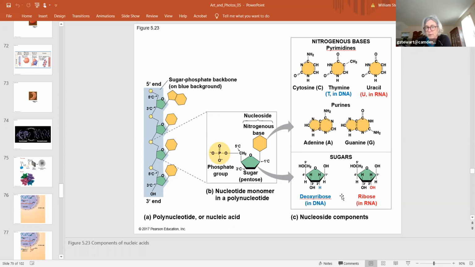If we take a look at the differences between deoxyribose and ribose, they are 5 carbon sugars. You'll notice they're numbered for you: 1 after the oxygen, clockwise, 1, 2, 3, 4, 5. In ribose, there's a hydroxide group on carbon number 2. In deoxyribose, there's a single hydrogen. Deoxy, missing an oxygen.